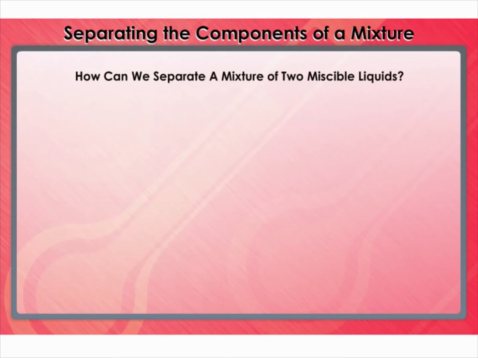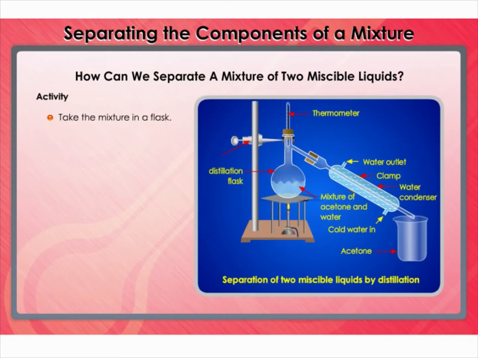How can we separate a mixture of 2 miscible liquids? Let us try to separate acetone and water from the mixture. Take the mixture in a distillation flask.